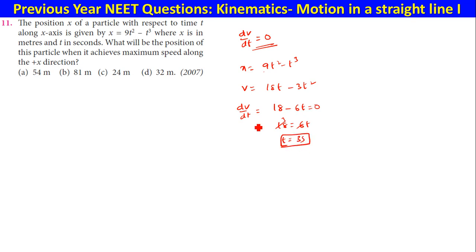That's the time. Now at time t is equal to 3 seconds, you need to find the position of the particle. So just take this and substitute x at t is equal to 3 seconds. And what will be the answer? 9 into 3 square, it means 9 into 9, minus t cube, 3 cube, 27. 9 9s are 81. 81 minus 27 is nothing but 54 meters. Option A is correct. Clear?